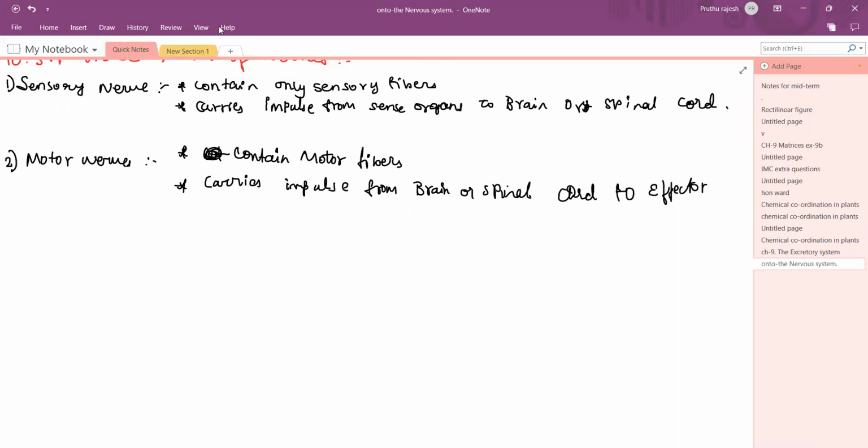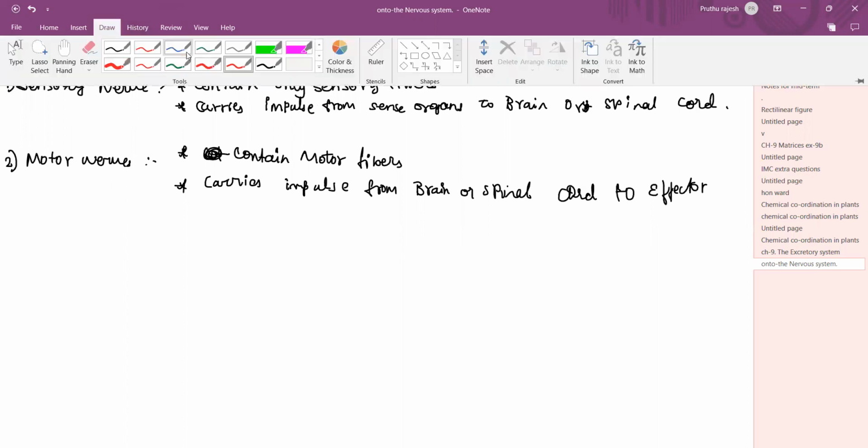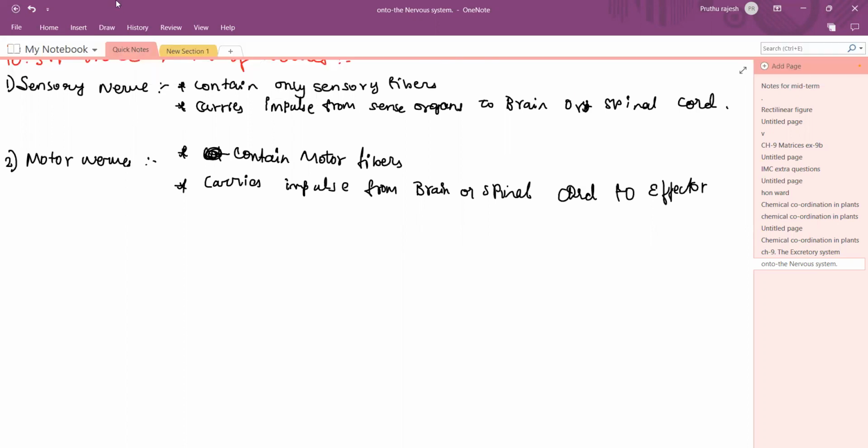Next, we will go to brain. So, two major divisions of nervous system. Okay, students. Before we go there, I would like to give you a flow chart of this whole chapter. So here we go.